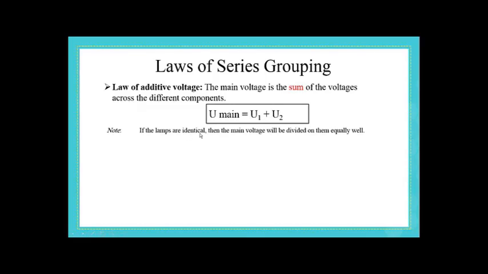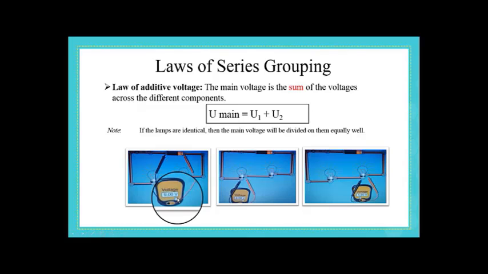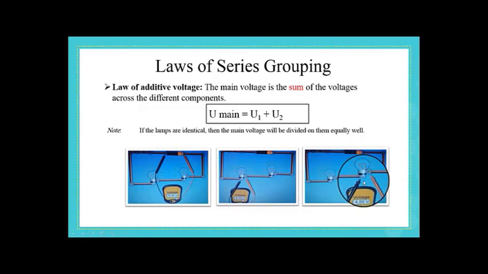Note that if the components are identical, for example, if we have two identical lamps, then we can divide the voltage on them equally. Have a look at these. Here we have the main voltage, the voltage of the generator, which is about 9 volts. And here we have two identical lamps, 4.5 volts and 4.5 volts.